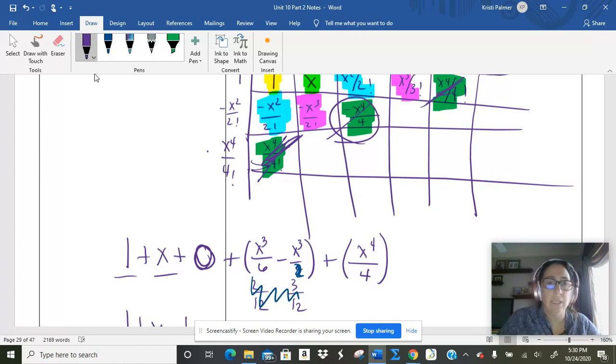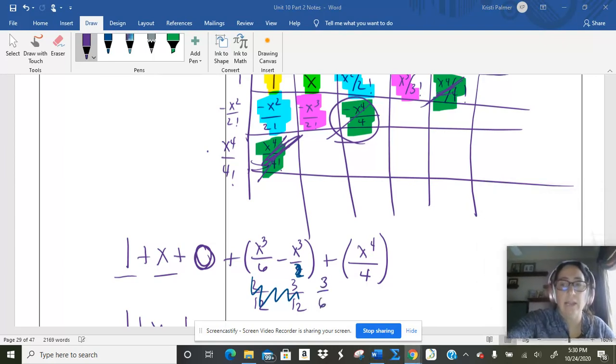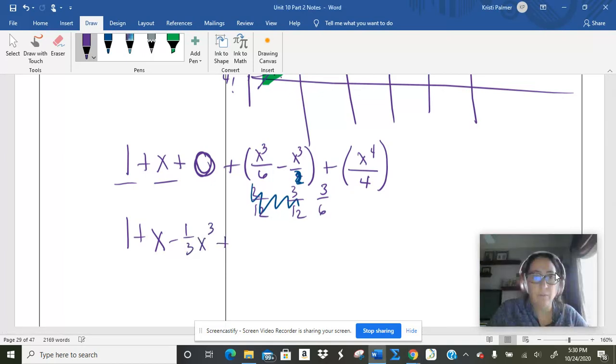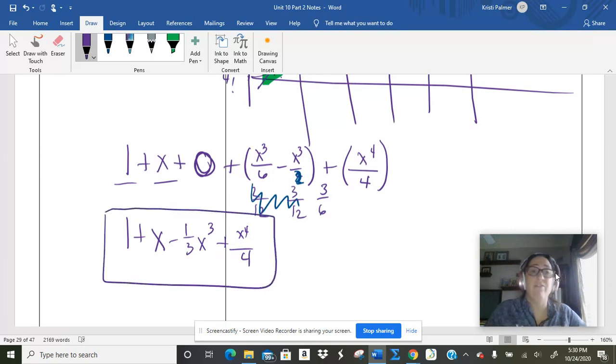Okay, so let's add those again. So now I just need to get that to a 6, which would be a 3. Okay, that's so much better. So now this is a negative 1/3 x to the third, and then we found this to be x to the fourth over 4. And there are my first 4 non-zero terms.